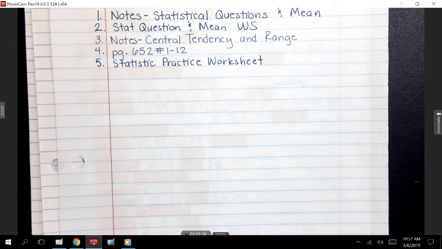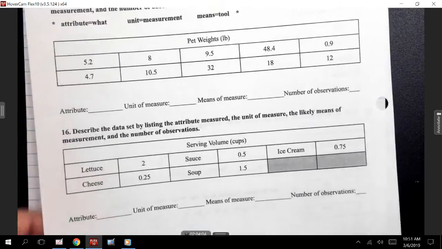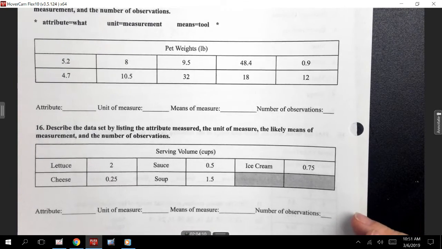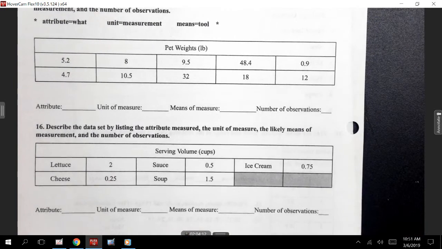All right, so we've added number 5 to our table of contents. We're looking at our statistics worksheet, and I want you to look on the back at number 16. So we're on the back looking at 16. The reason I wanted to look at this one is because it talks about some stuff we haven't gotten to mention yet, okay?